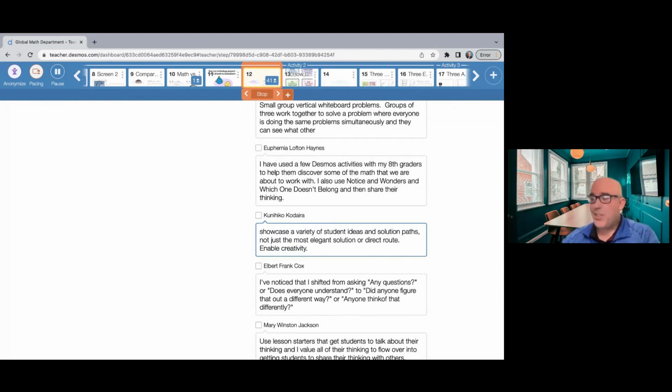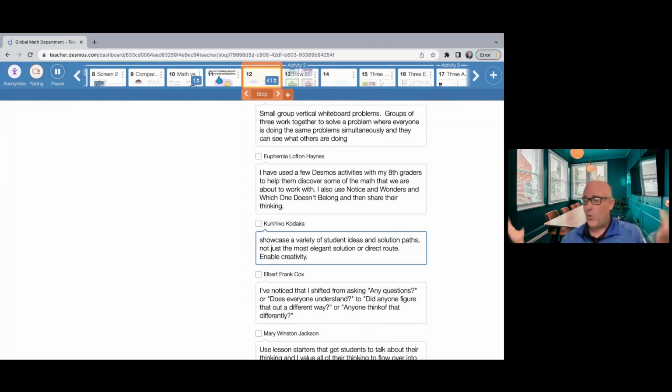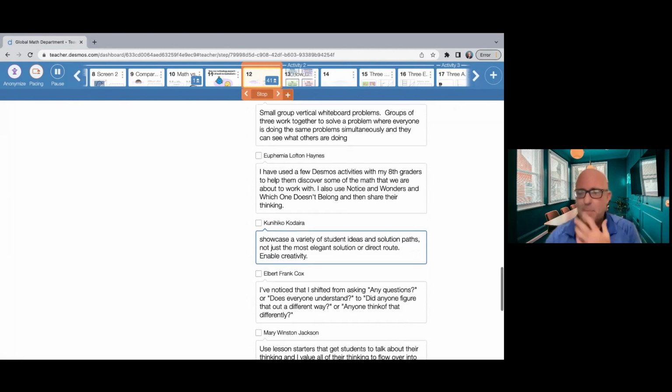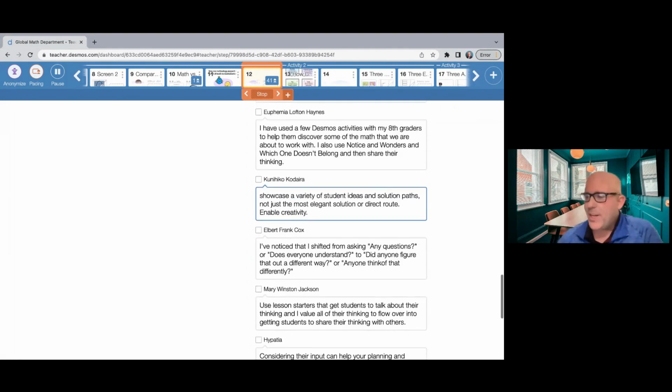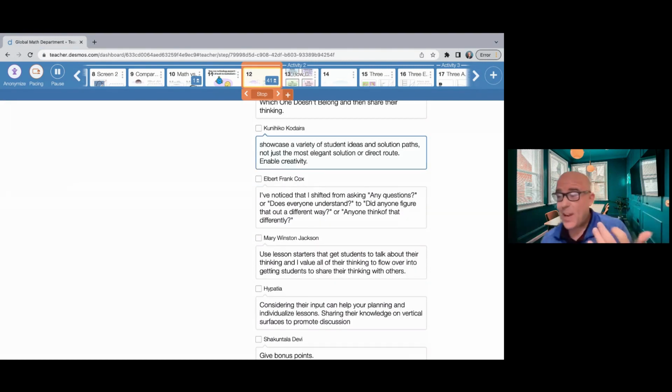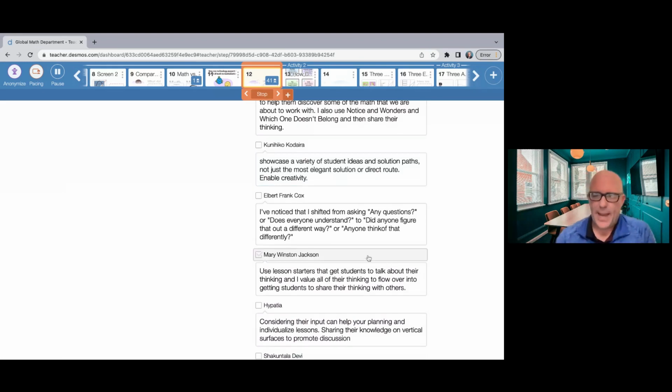Yeah, I love this. Just shifting the way we ask questions. Purposeful questions is such an important part of what happens in the math classroom. Somebody put in here, shifting away from any questions to, did anyone figure it out in a different way? Sharing just different thoughts and different thinking. Love that.